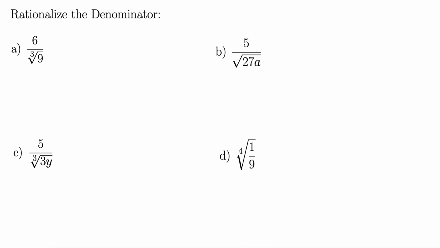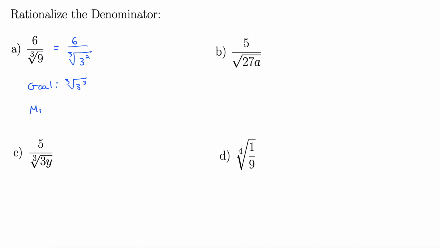So let's try some examples. For a, we have 6 divided by cubed root of 9. And there's a technique to these. First, let's rewrite the denominator. So this is actually 6 over the cubed root of 3 squared, because 9 is 3 squared. Now, in order for this to no longer be a radical, we need to have cubed root of 3 cubed, right? Because then that's just 3.